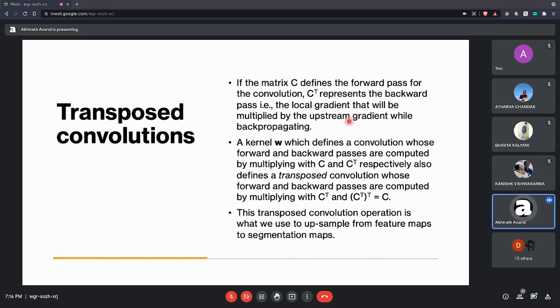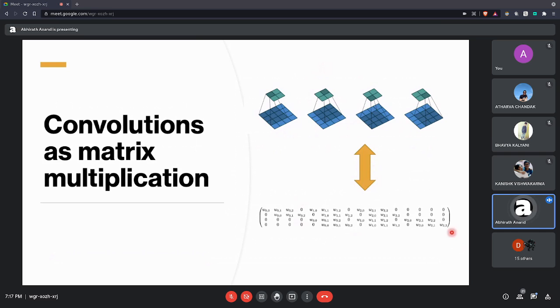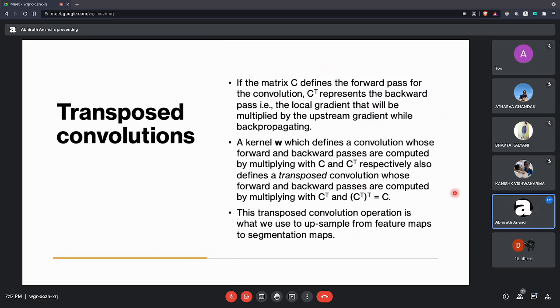We can prove this by matrix calculus. I'm obviously going to leave that for any of you to do at your leisure. But what this means is a kernel which defines a convolution whose forward and backward passes are C and C transpose. So W is the kernel, C and C transpose are the matrices that we saw over here, these gigantic unrolled matrices. And these define a transpose convolution whose forward and backward passes are C transpose and C.